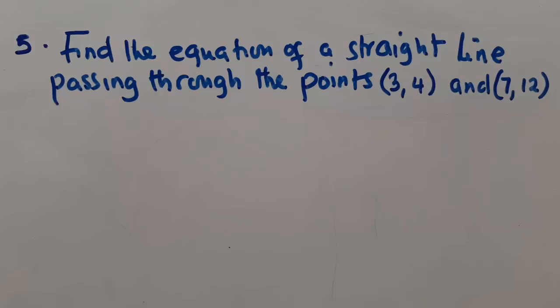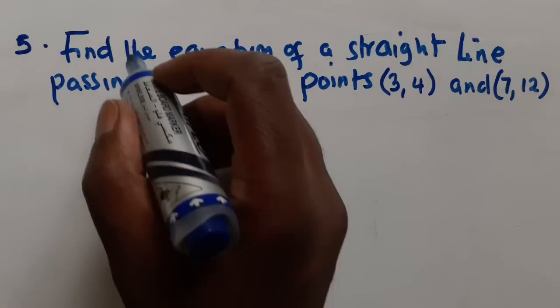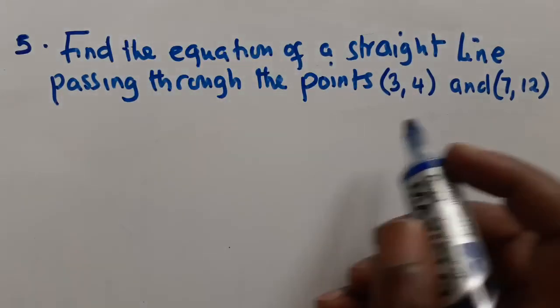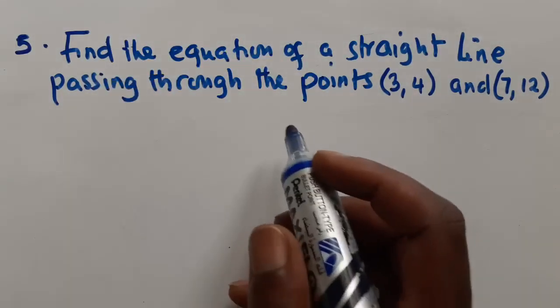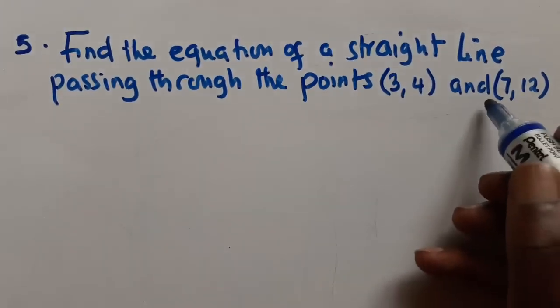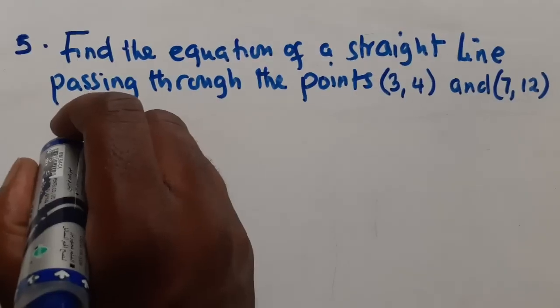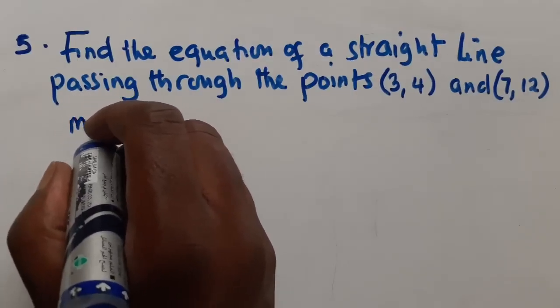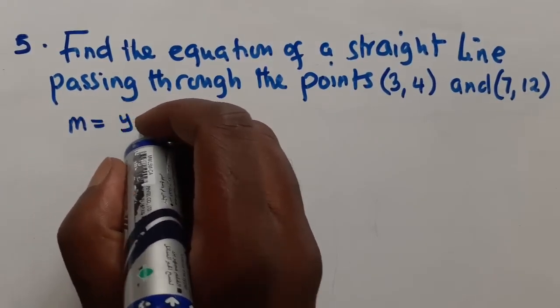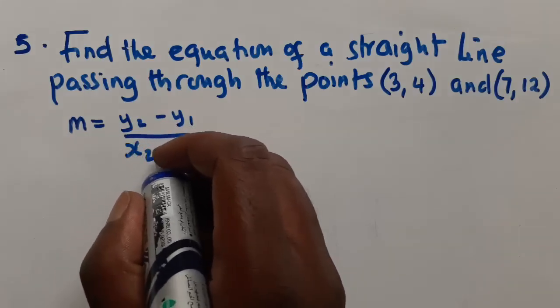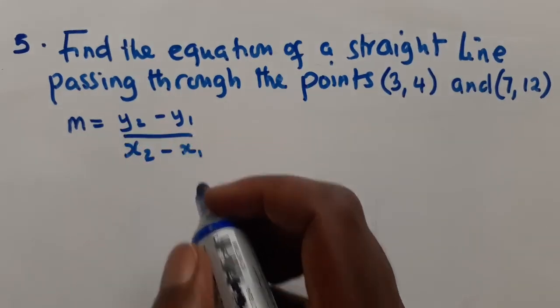So this is question 5. Find the equation of a straight line passing through the points (3, 4) and (7, 12). When we want to write the equation, the first thing that we do is to find the gradient.